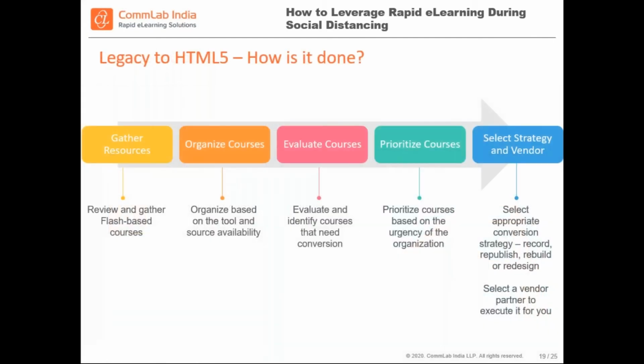Before I talk about the decision-making process as to how you apply certain strategies for your rebuilding or conversion, let's look at the overall process, right? So this is what we would recommend for our clients. First, you would need to gather all your resources. So assuming you have courses created in Flash and other authoring tools, you would first need to gather them. Just go across all your LMSs and look at what those courses are. You would then look at, do I have the source file available or not? What tool was this created in?